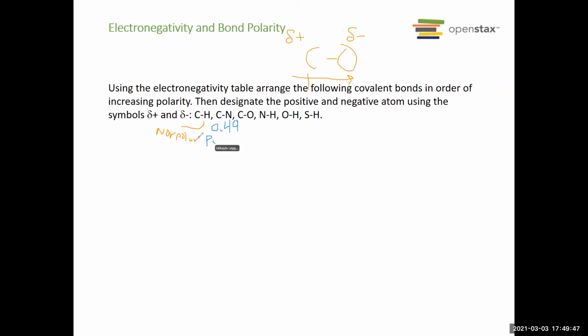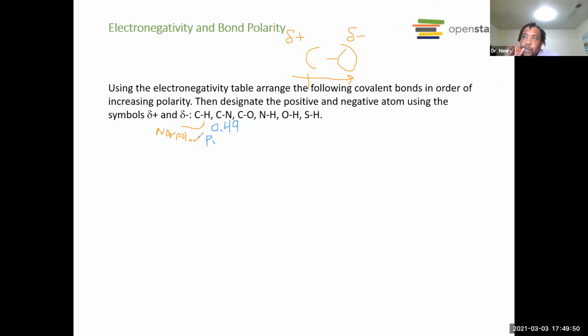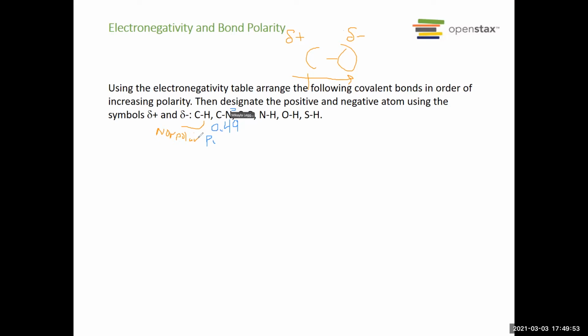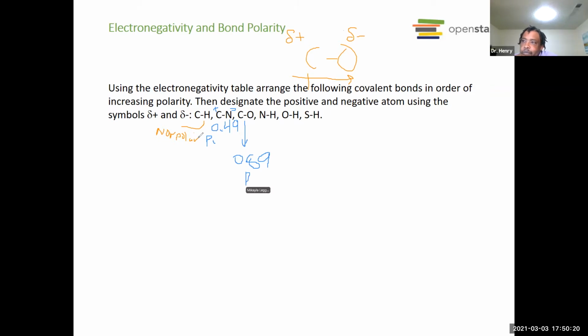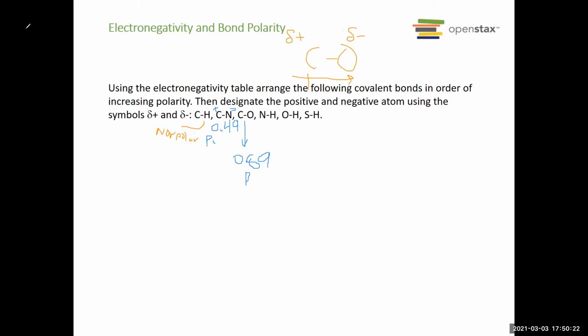I'm just gonna say P for polar. Okay. And then this guy's the partial negative, and that's the partial positive. Then I'll do the next one, and I'll let all you guys do the one after that. This is a little bit sloppy, just a little bit. And so for this one, oxygen is partial positive, carbon's partial negative.